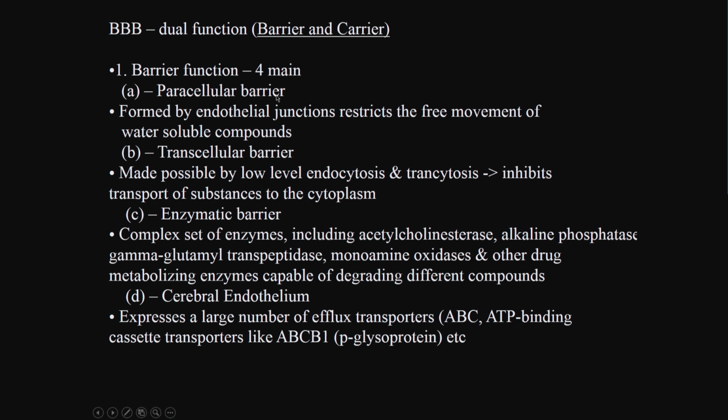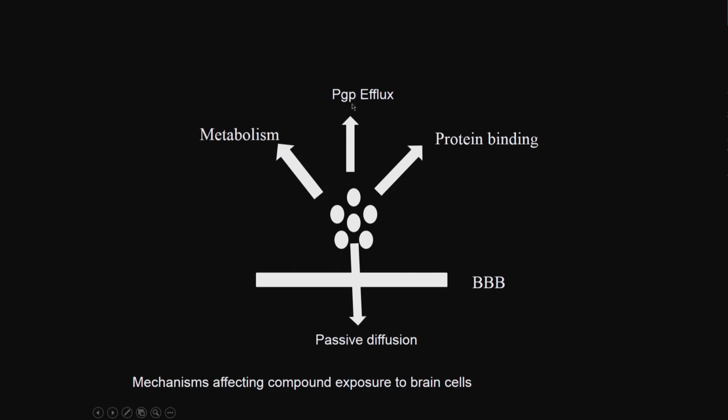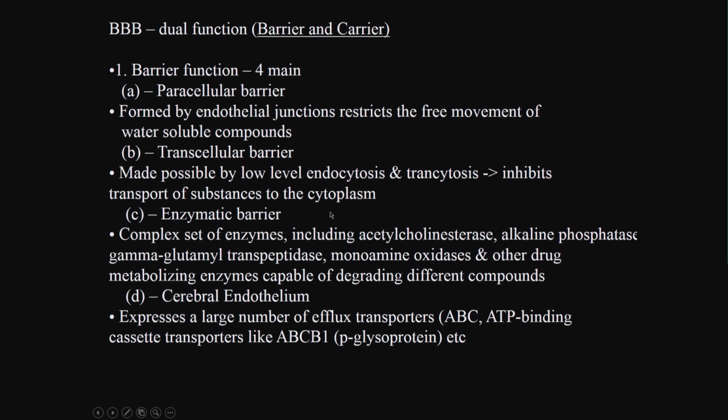There are four main barriers. First, the paracellular barrier. This is formed by endothelial junctions, so it restricts the free movement of water soluble compounds. Water soluble means hydrophilic compounds. Then we have the transcellular barrier, because we have a very low level of endocytosis, that is gobbling up, and transcytosis, so it inhibits transport of substances into the cytoplasm. We have the enzymatic barrier. There are a lot of enzymes including acetylcholinesterase, alkaline phosphatase, gamma glutamyl transpeptidase, monoamine oxidase, and other drug metabolizing enzymes. They keep on degrading, like I showed you, that is the enzymatic barrier.